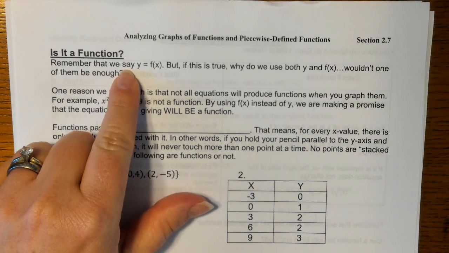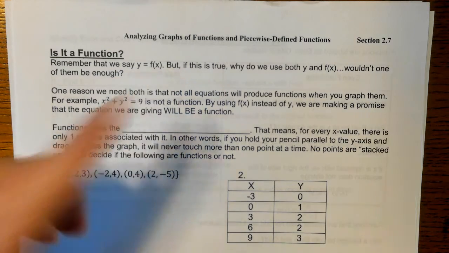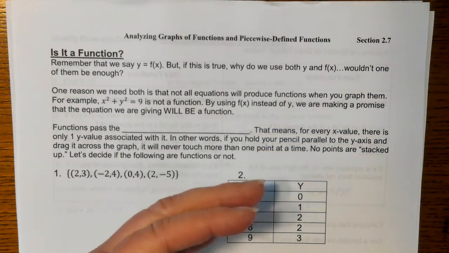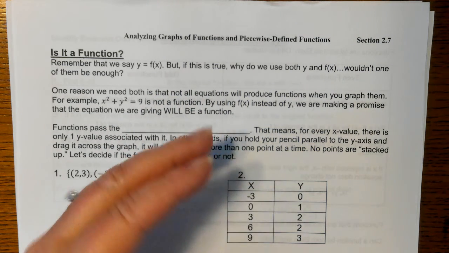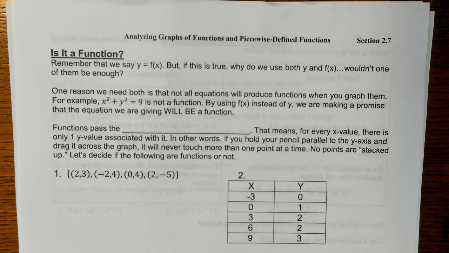So remember that we've said before that y means f of x. Anytime we see f of x, we could replace it with y. And that's true, but if they mean the same thing, then why do we have both terms? Why do we say y and f of x? Why don't we just have one of those terms, like y, and that would be enough?